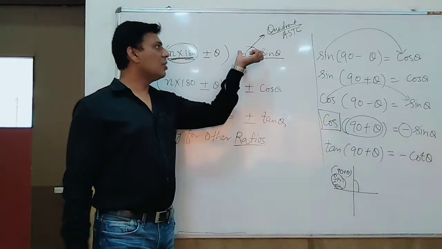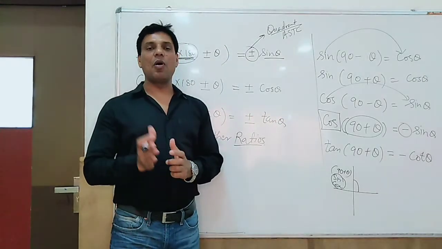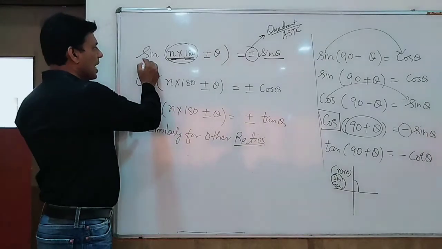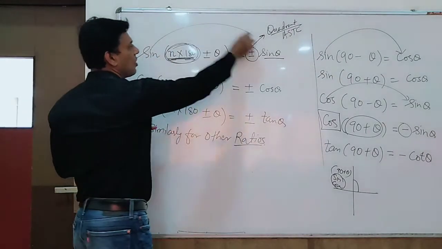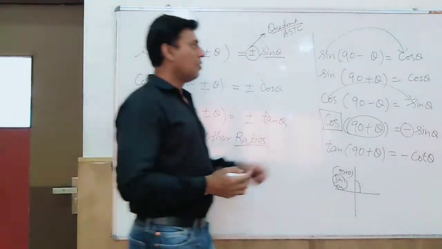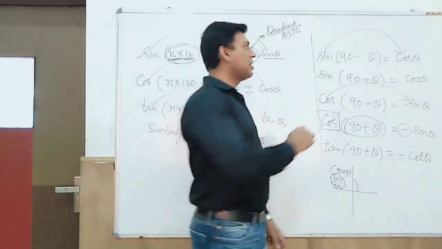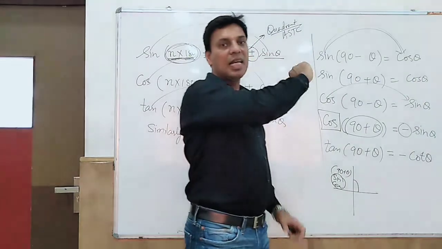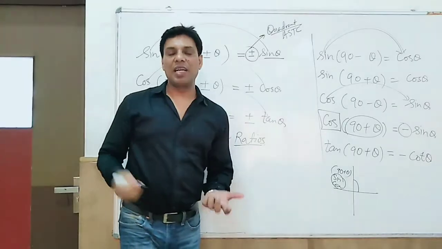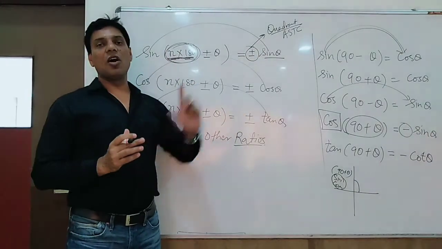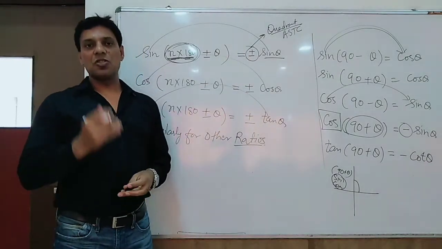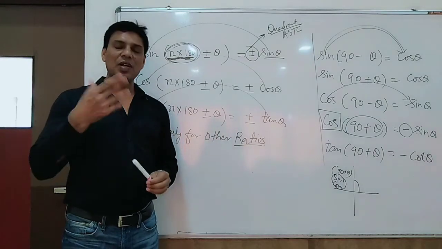So I am telling you that plus and minus will depend upon ASTC, that is, in which quadrant your angle is lying. So in multiples of 180, the ratio will not change: sine to sine, cos to cos, tan to tan, cot to cot, and so on. But in 90 minus theta and 90 plus theta, sine goes to cos, cos to sine, tan to cot, cot to tan, sec to cosec and cosec to sec. But in multiples of 180, the ratio will not change, and whether the sign is plus or minus will depend upon ASTC. Now I am practically doing some questions, and you will understand.